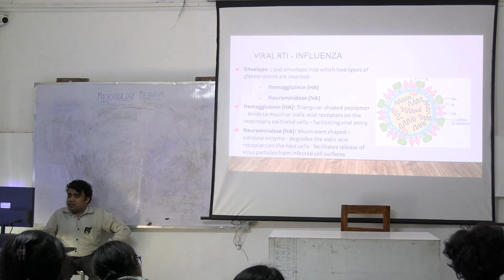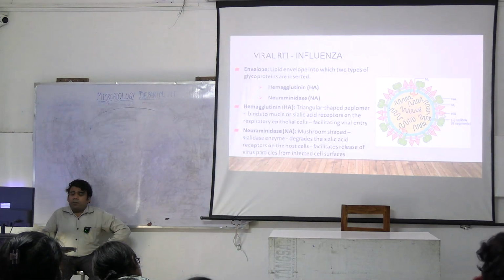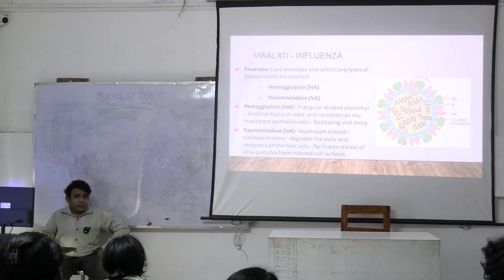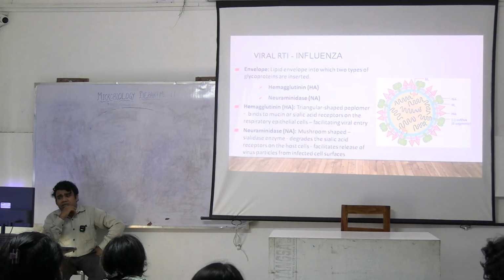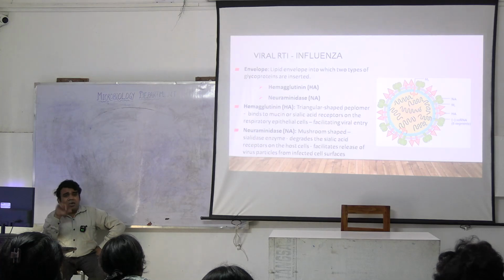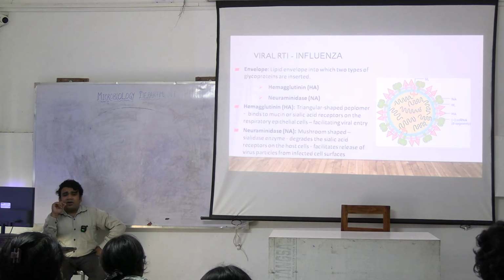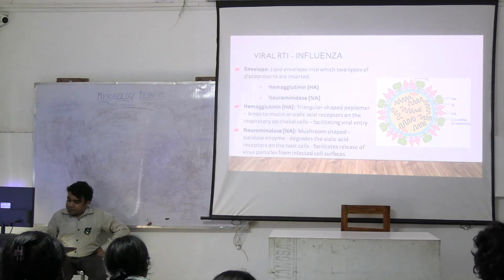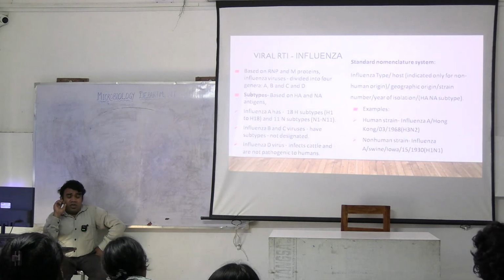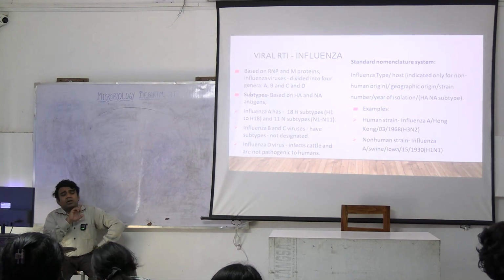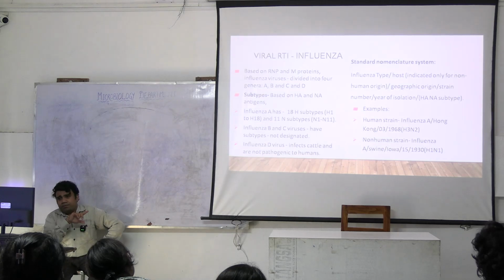If you see this picture, the triangular shaped protein parts are called hemagglutinin and the globular shaped protein parts are the neuraminidase. Now what these actually do is that hemagglutinin helps the virus to enter into the respiratory cells and neuraminidase helps it to survive within the respiratory environment, that is the mucous secretions and the cells. All the influenza viruses are named based on the number of the neuraminidase and hemagglutinin type.